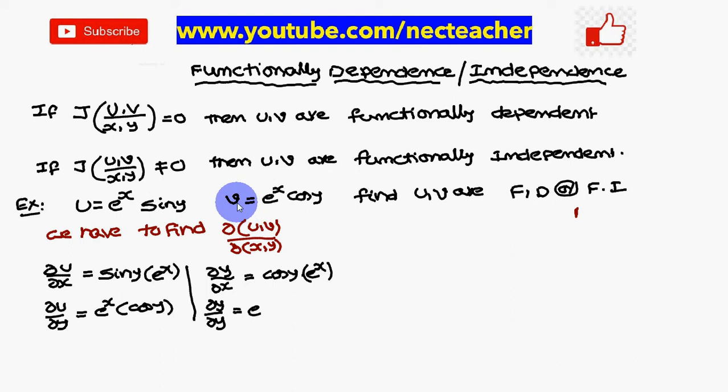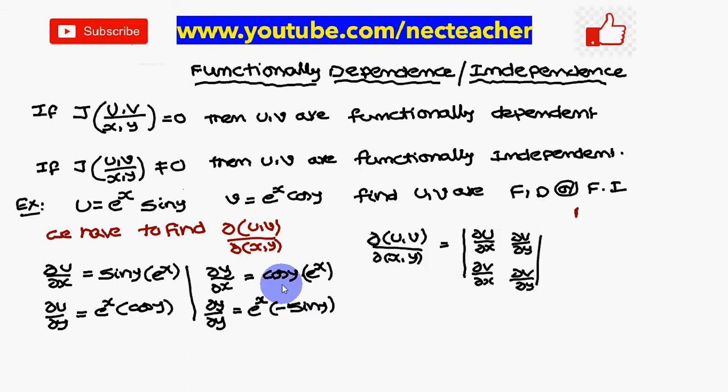Next, similarly dou v by dou x, with respect to x, cos y is a constant. E power x differentiation is e power x. So dou v by dou y, with respect to y, e power x is a constant. Write it as usual. Cos y differentiation is minus sin y. Now dou(u,v) by dou(x,y), so the determinant is like this.